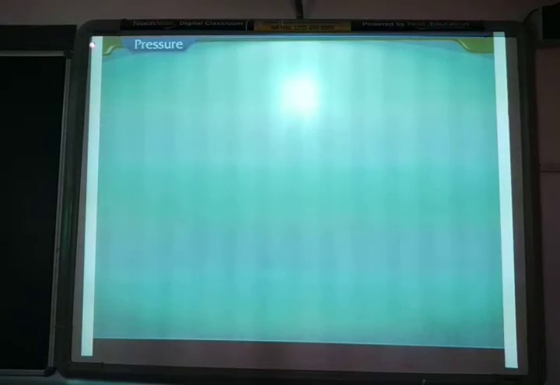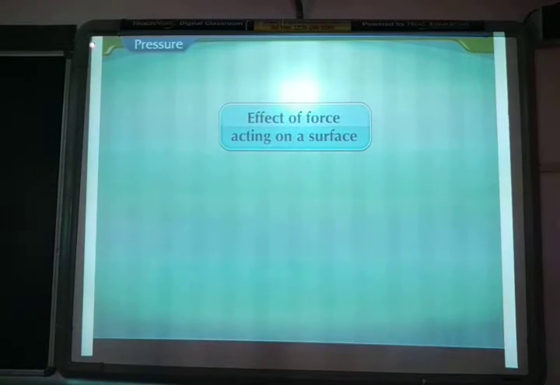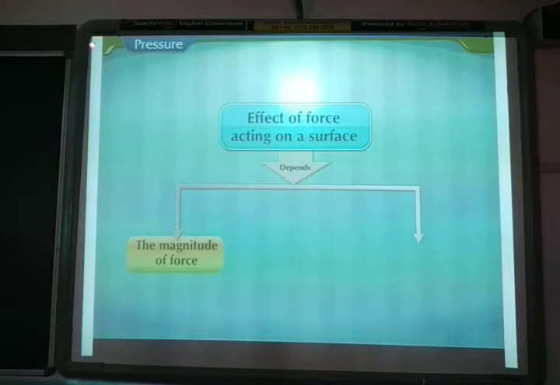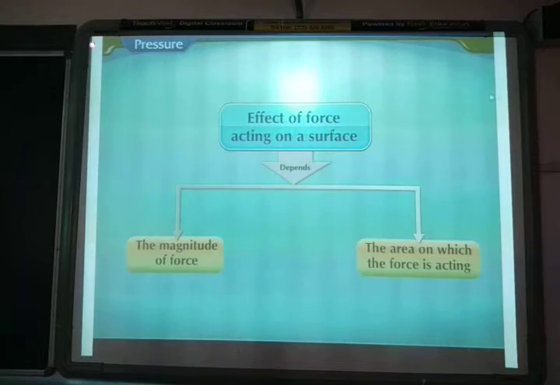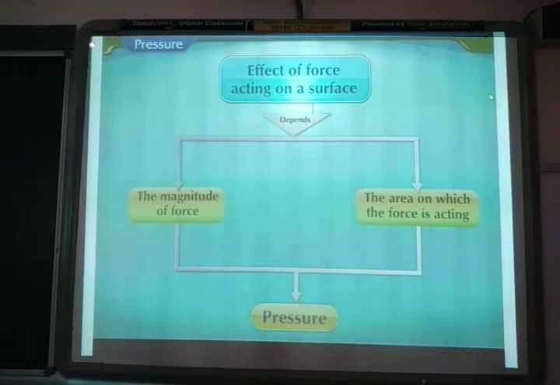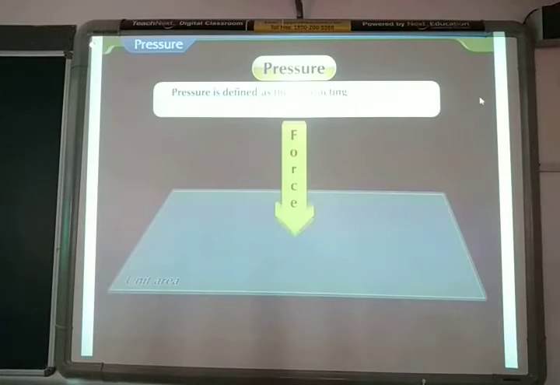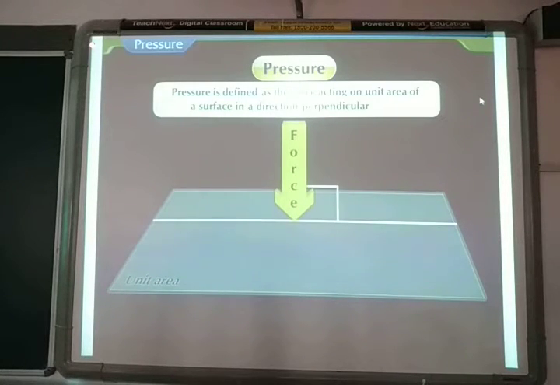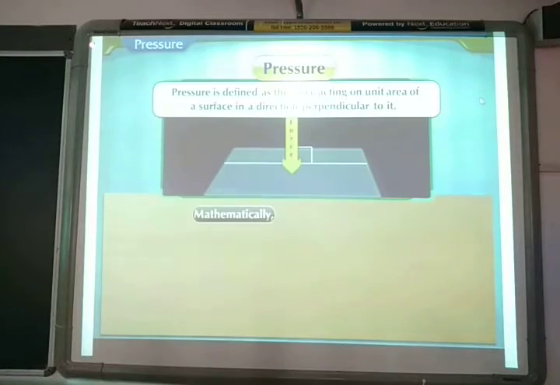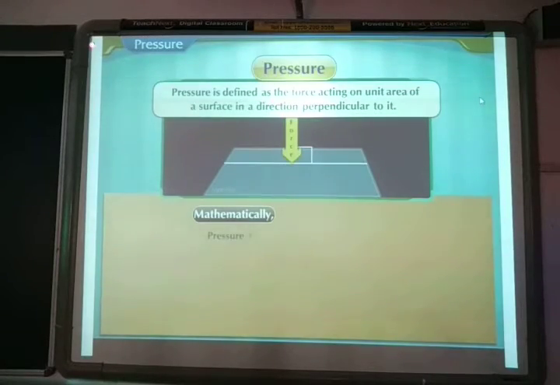We have seen earlier that the effect of force acting on a surface depends on two factors: the magnitude of force and the area on which the force is acting. This effect is measured as pressure. Pressure is defined as a force acting on a unit area of a surface in a direction perpendicular to it. Mathematically, pressure is equal to force upon area.